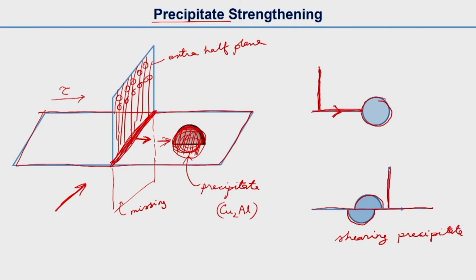So, during this shearing there are two results. One is that the surface area of the precipitates increases, and also the force required for the dislocation line to cross the precipitate actually increases. So, more force is required. That is why this strengthening happens due to precipitate.